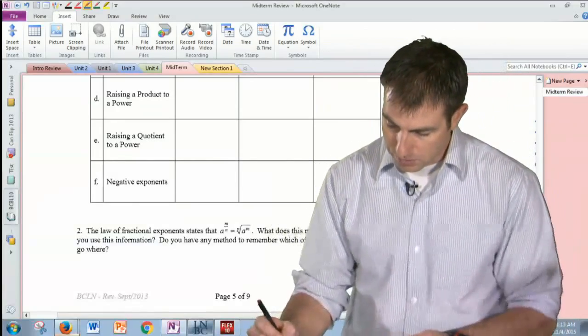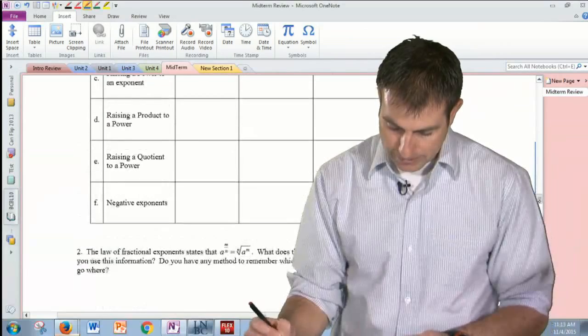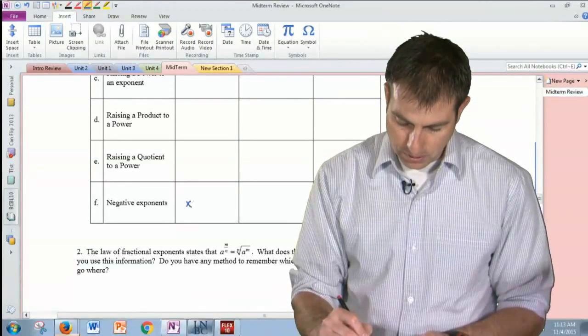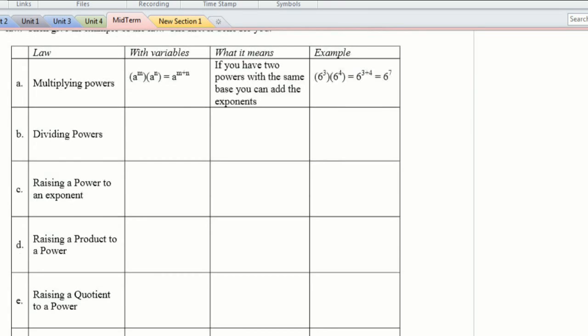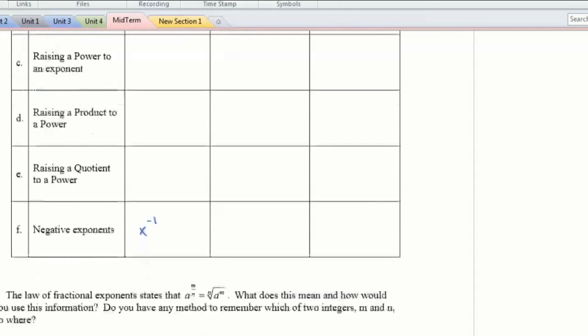So negative exponents, what's the first column here? All right, so we have x to the power of negative 1. We need to rewrite this, and then include an example.